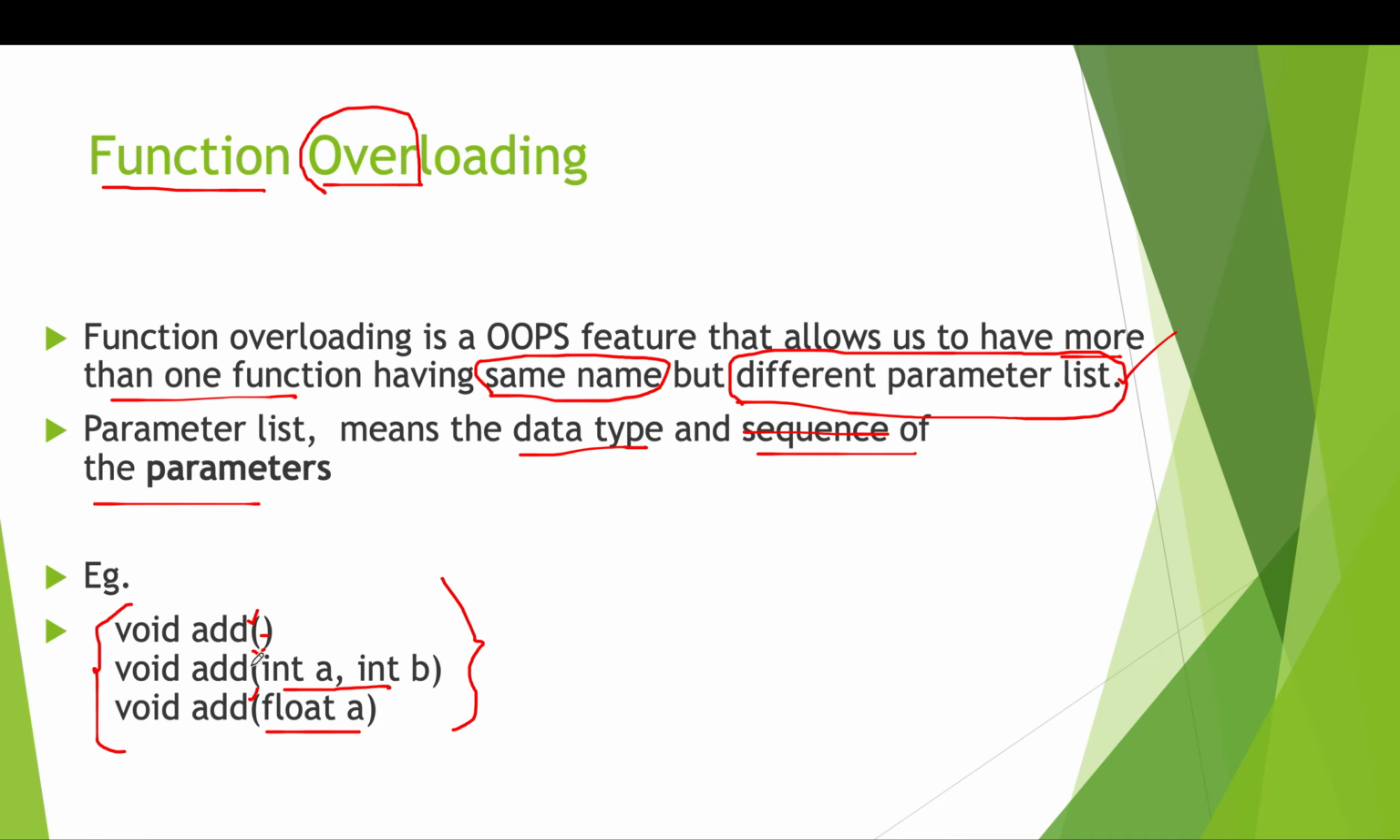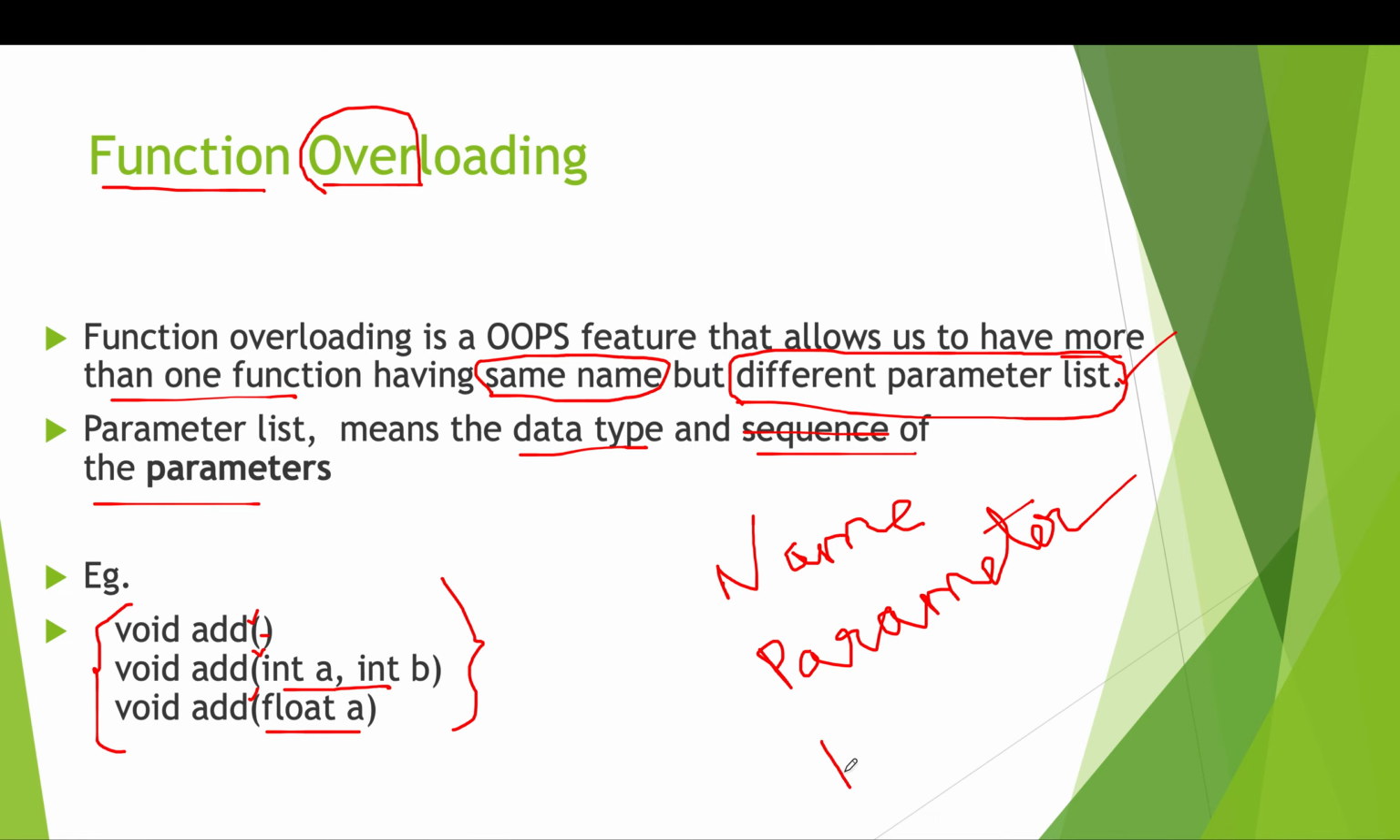And how are they similar? They are similar in terms of the name of the function. Now one more very important point that you need to remember: when we are overloading a function, the first point is the name of the function. The name of all the functions should be exactly the same. The second thing is the parameters that we pass as input to the function, which should be different for each of these functions. So the parameter list should be different for each of these functions.